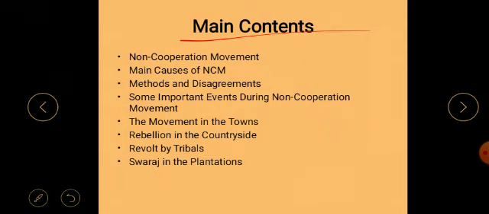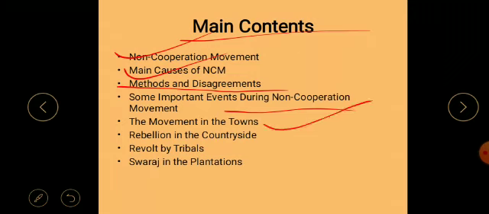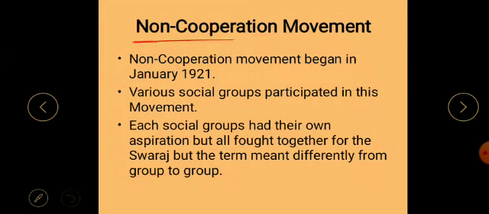In this lesson we will see the non-cooperation movement, the main causes of the non-cooperation movement, then methods and disagreements, some important events which took place during the non-cooperation movement, then the movement when it spread in the towns, then rebellion in the countryside, revolts by tribals, and lastly Swaraj in the plantations. We will discuss one by one. So let's start from the non-cooperation movement.